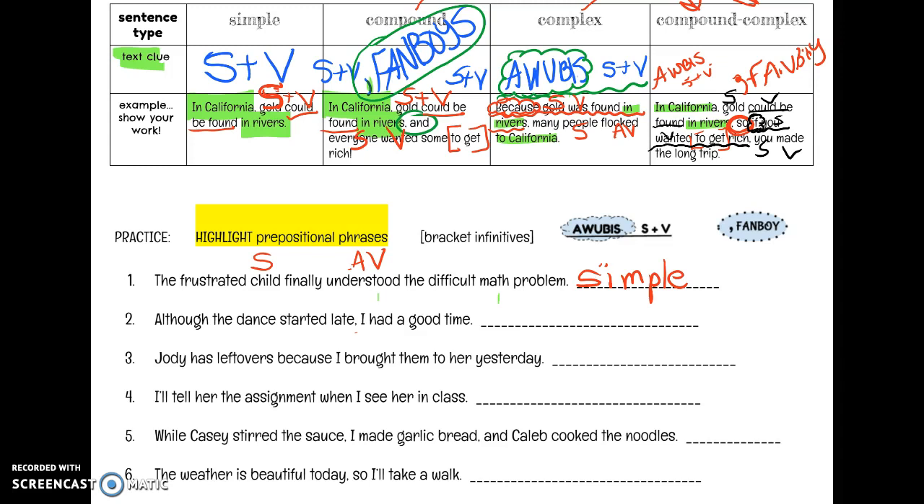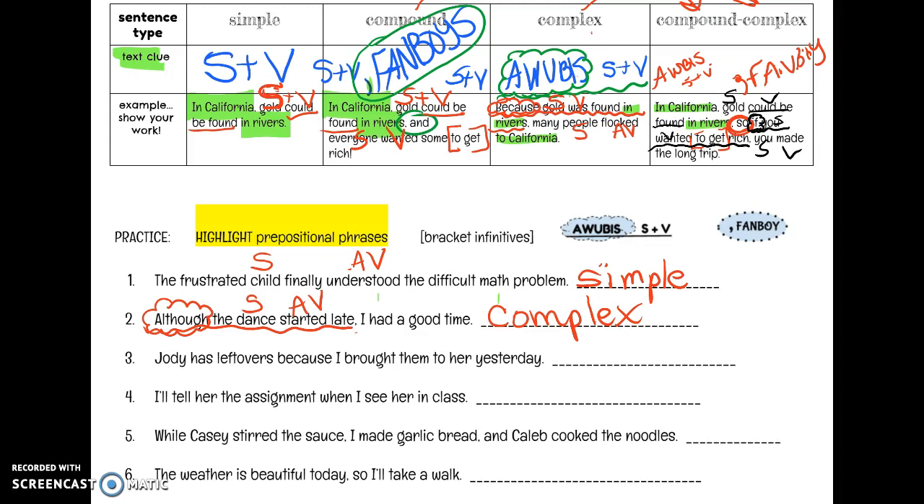So now I want to look, do I see an AWUBIS? Although is an AWUBIS, so we're going to put our little cloud around it. And I want to think of, where does that clause end? Although what? Although the dance started late. I want to double check, is that really a clause? Because if it is, it should have a subject and a verb. The dance started. So I see a complex sentence.